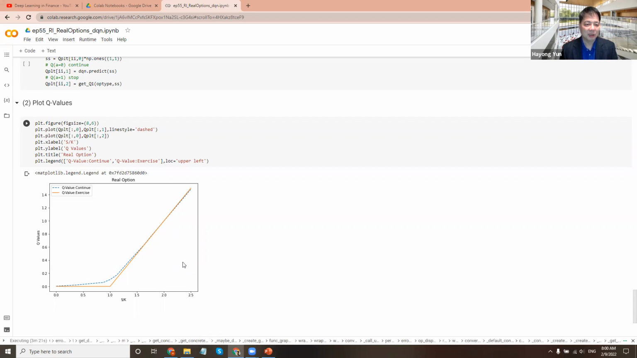So this is about showing how to implement real option pricing and optimal timing of it using reinforcement learning, specifically the deep Q network method.